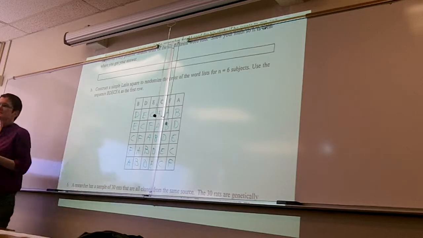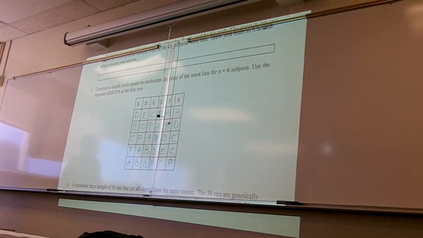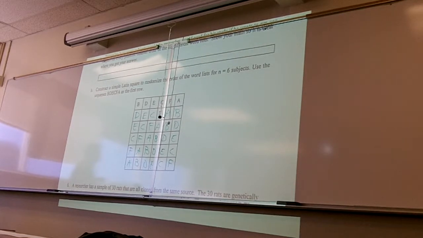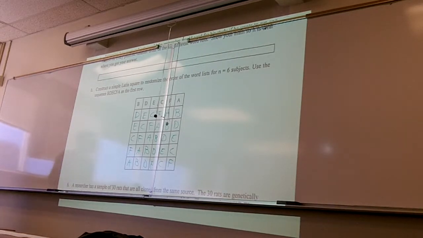Okay, and what's the secret of the Latin square? What does it let us do? Why do we like this? Everything in every spot. Everything in every spot? Come on, we can rhyme that. This is Atlanta. We can rhyme anything in Atlanta. Everything in every spot.